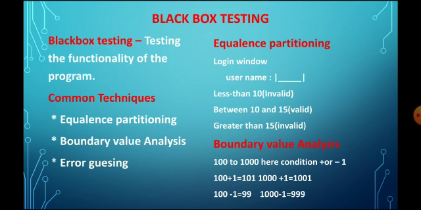So what is equivalence partitioning? By giving limited inputs, we are able to test the application. For example, in a login window where the username field has limits within a given range. If we take a range of 10 to 15, we would have three equivalence classes. First class, less than 10, is invalid input; second class, between 10 and 15, is valid input; and third class, greater than 15, is also invalid input.